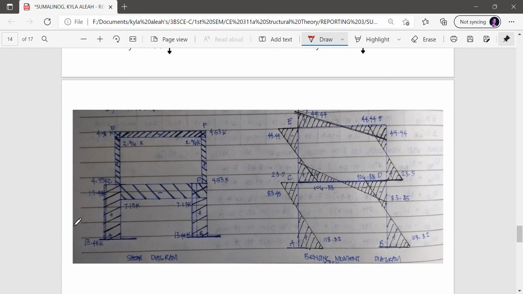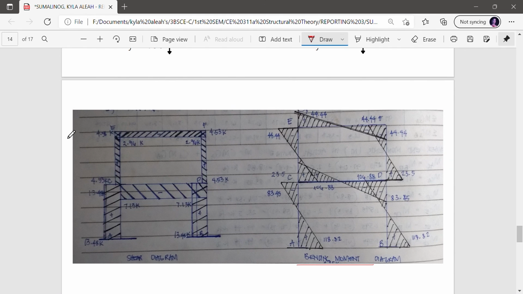So this is our shear diagram and bending moment diagram. This is how it looks. We have the values here on EF, EC, FD, AC, and BD, also on CD. So that is our shear diagram, and for the bending moment, we have it here. That is the shear diagram and bending moment diagram using the Hardy-Cross method and the moment distribution method.